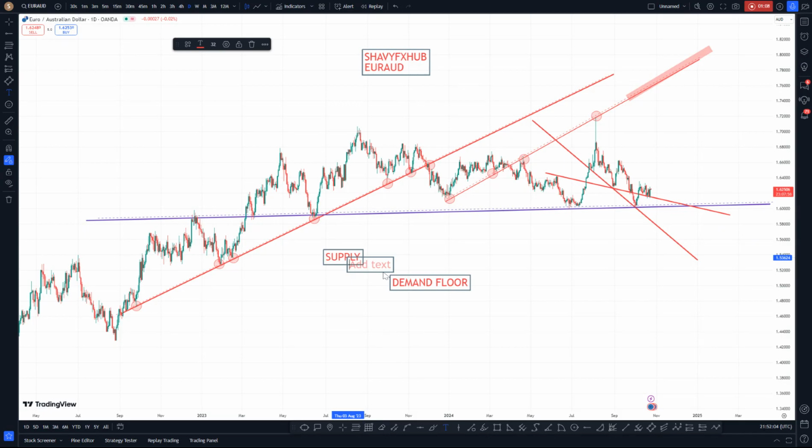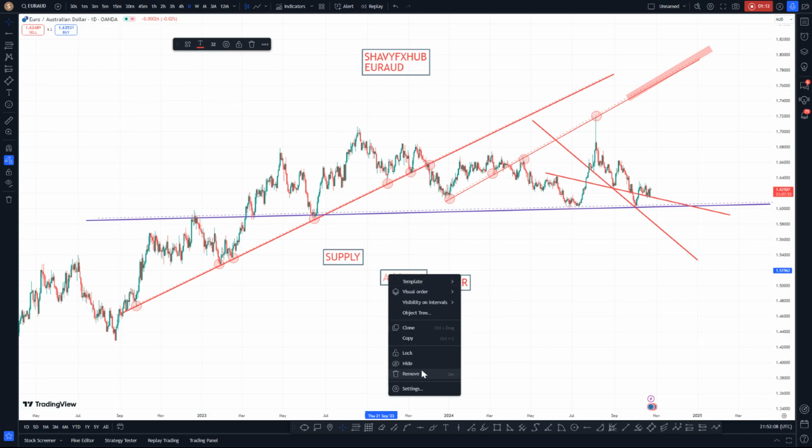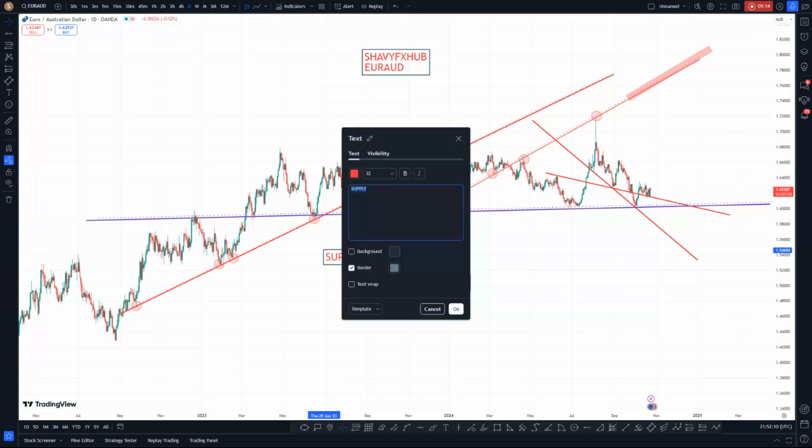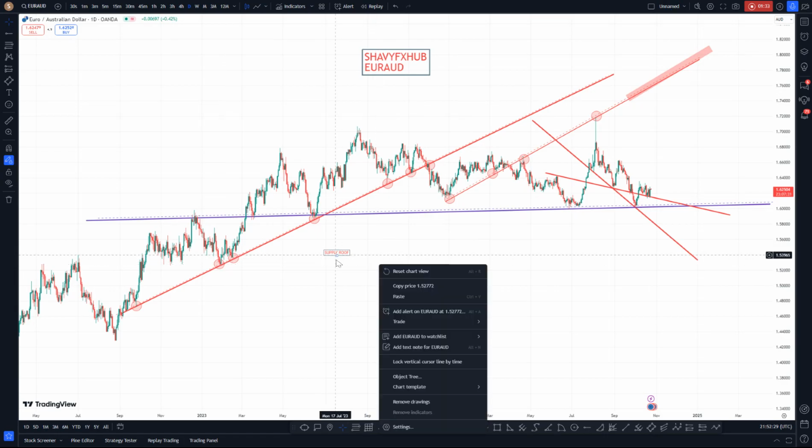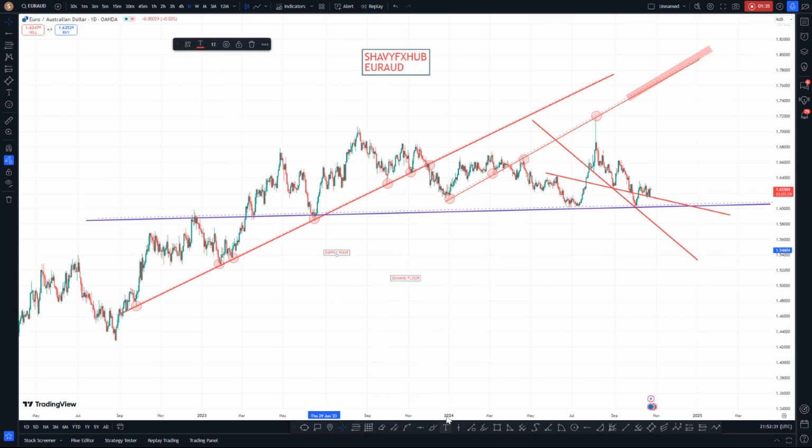So it's important to mark the supply roof. So this is the demand floor, and let's look at our ROS.